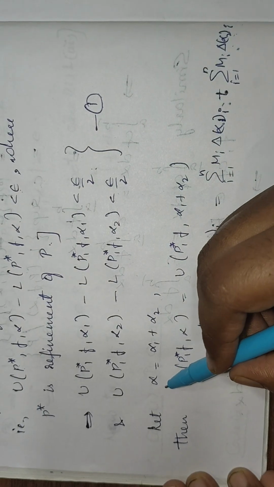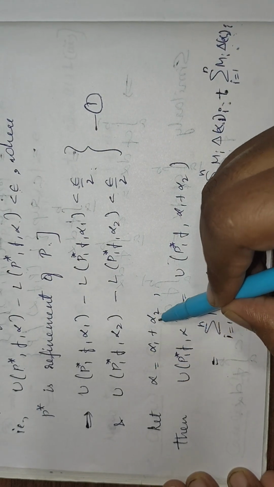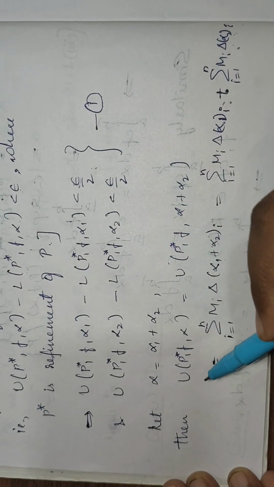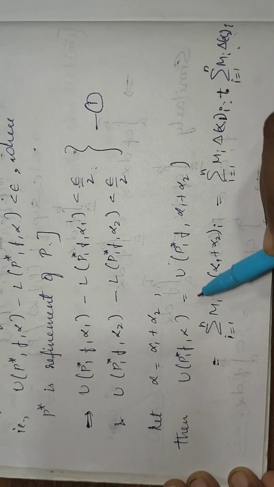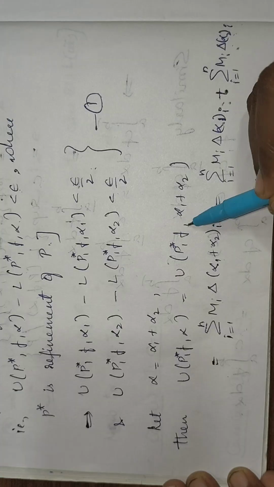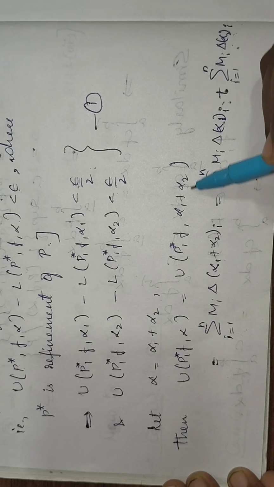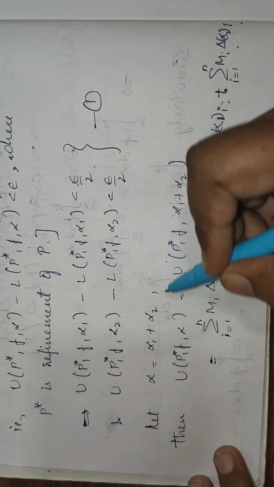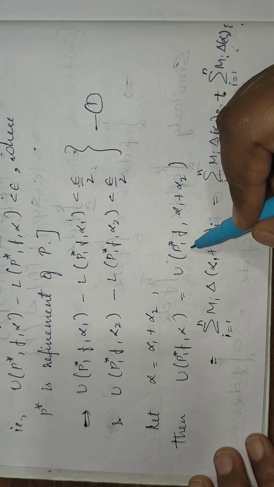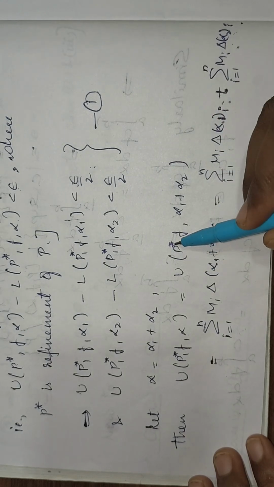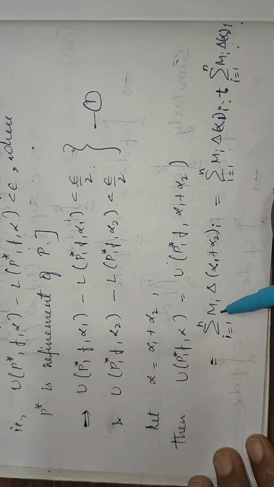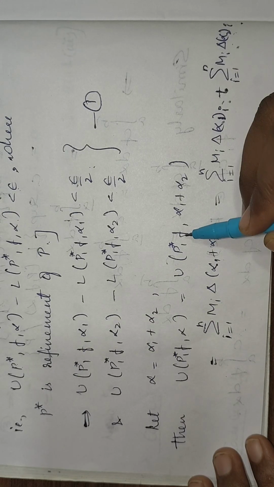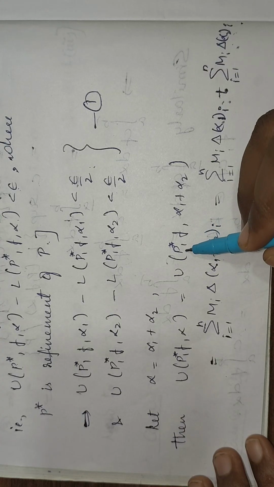And now let alpha be equal to alpha 1 plus alpha 2. Okay, then U(P star, f, alpha) is equal to U(P star, f, alpha 1 plus alpha 2). As per the definition of upper Riemann sum, U(P star, f, alpha 1 plus alpha 2) is equal to the sum of capital Mi times the increments, where capital Mi is the supremum of f with respect to the partition P star.